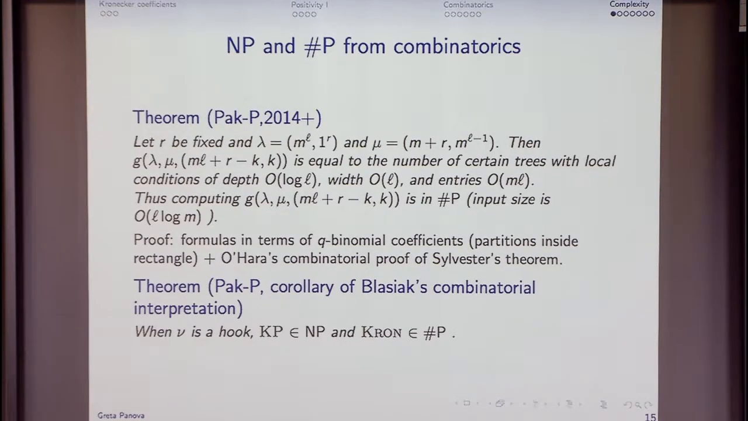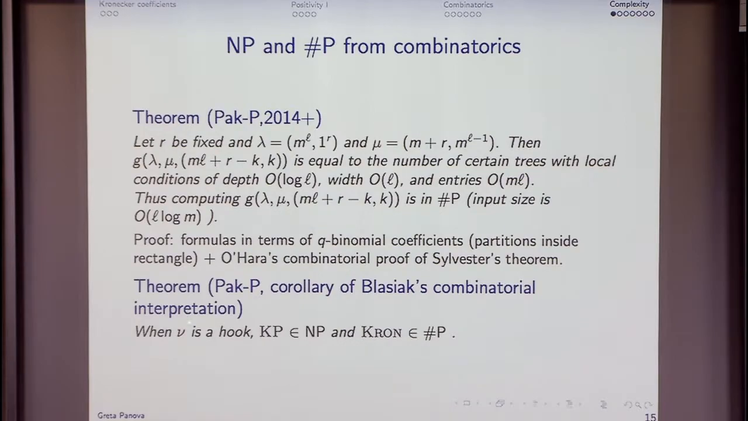Now, I'm not going to state it right now because it's not particularly pretty, but it is explicit and not so big. It's in terms of certain kinds of trees. And of course, this implies that this Kronecker coefficient is going to be in #P.